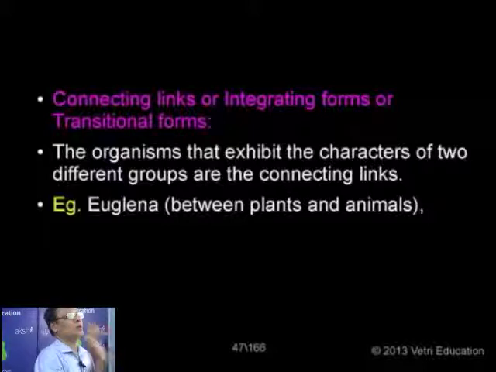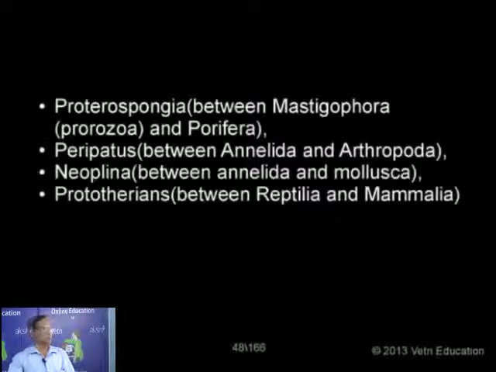Another example, Proterospongia, a colonial protozoan, which gives rise to the sponges or poriferans, the multicellular animals. So it acts as a connecting link between Mastigophora, the flagellate protozoa, and the Porifera, the sponges, the multicellular animals. So Proterospongia, a colonial protozoan, acts as a connecting link between the Porifera and the protozoa. Then the worm I mentioned, which is actually an arthropod animal, Peripatus.